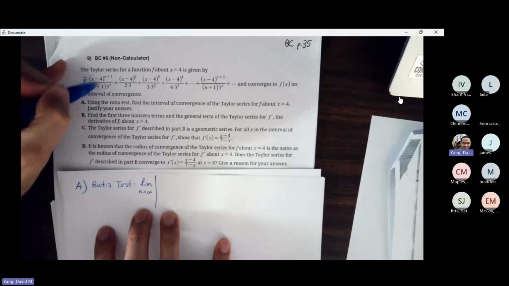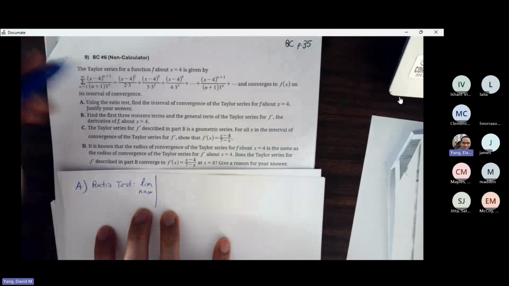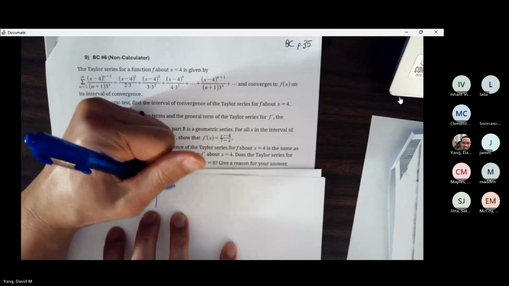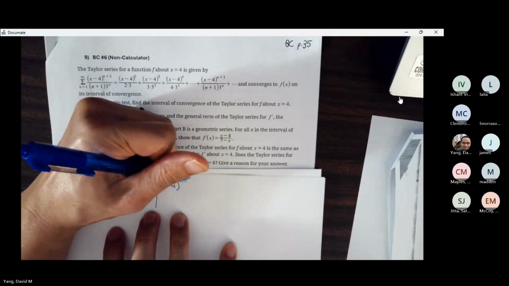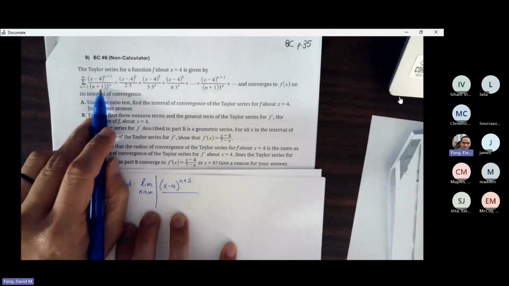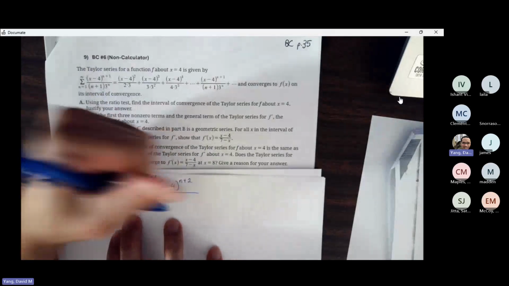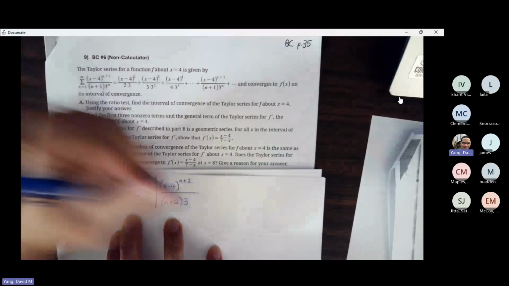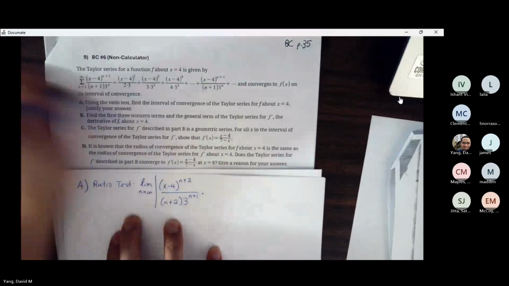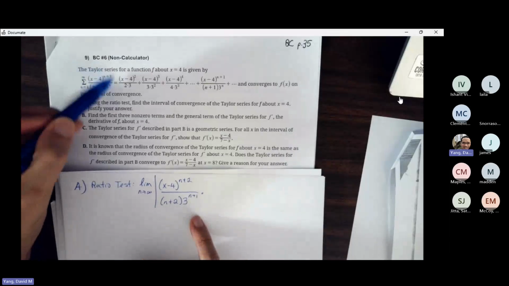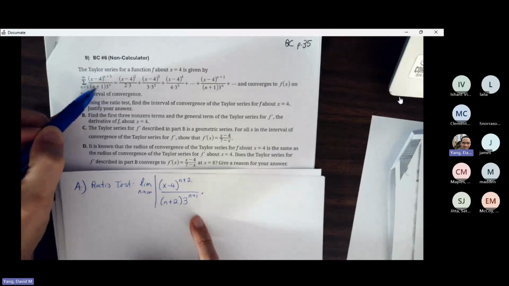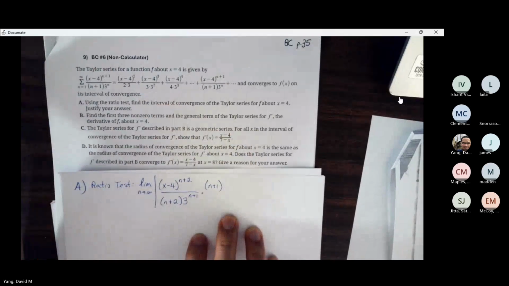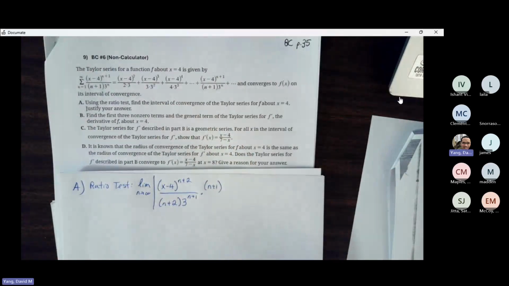Okay, my a sub n plus 1: replace every n with n plus 1. n plus 2 times 3 to the n plus 2. Sorry, 3 to the n plus 1. Divided by my a sub n, which is the same thing as multiplying by the reciprocal of my a sub n.